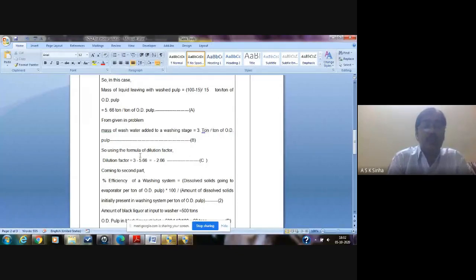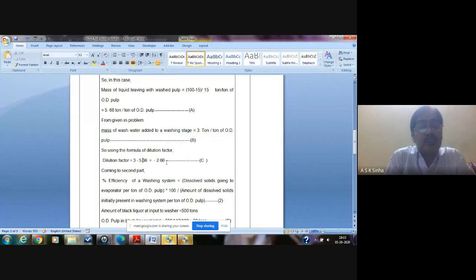So using the formula of dilution factor, it will be equal to 3, the mass of water added to the washing stage, minus 5.66, the water leaving the washing system along with the washed pulp. So here it comes to minus 2.66. That is why the dilution factor can be positive, zero, or negative. In our case, in this numerical, we have a negative dilution factor.